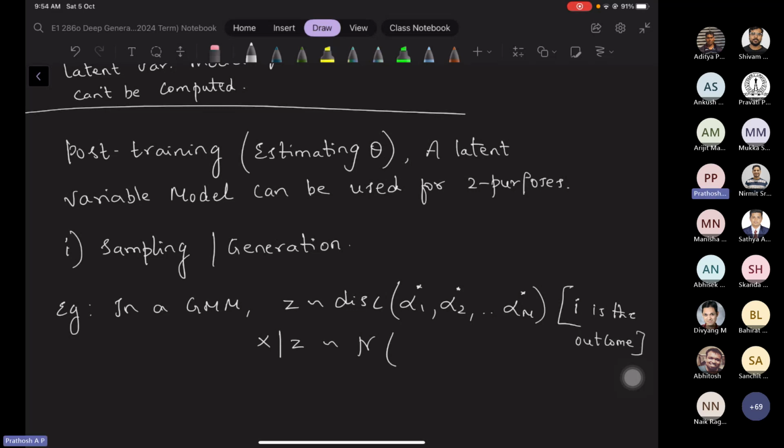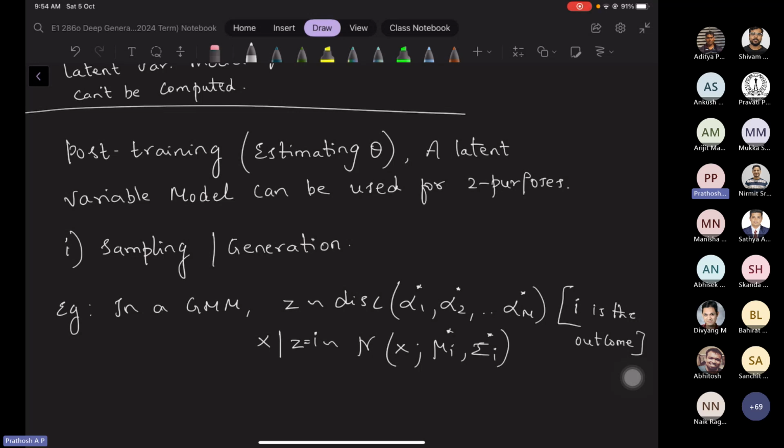Once you do that, what you should do is sample an X by a Gaussian, which has the ith mean and ith variance. That's all. This is how you do a generation in a GMM. Whatever X that you get now by doing the sampling, this is Z equal to i. You do that sampling via a Gaussian.